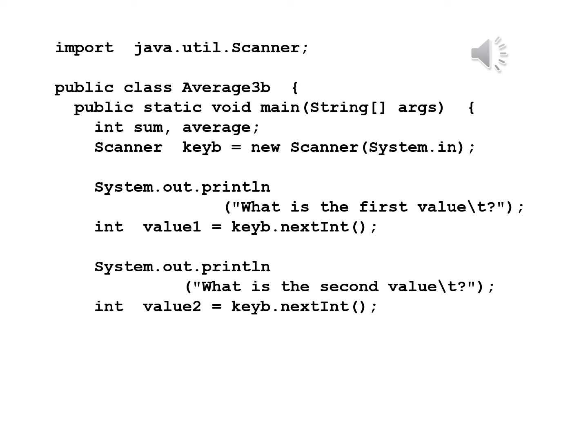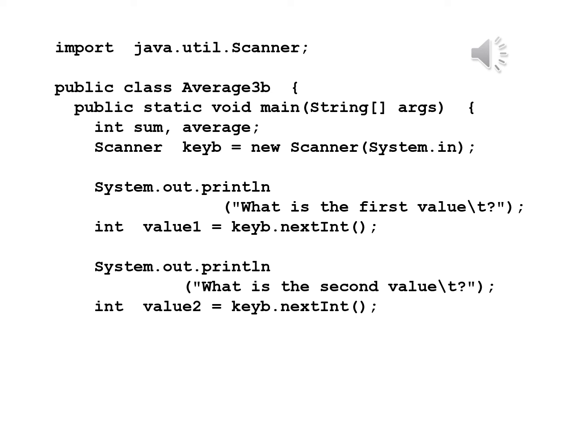To be able to use the Scanner class, there is software I need to make available to my program. I do this by writing at the beginning import java.util.Scanner and then a semicolon. This makes this particular class, which is hidden in a directory called util, available for the program. It now knows what a Scanner is and knows how to make use of it.